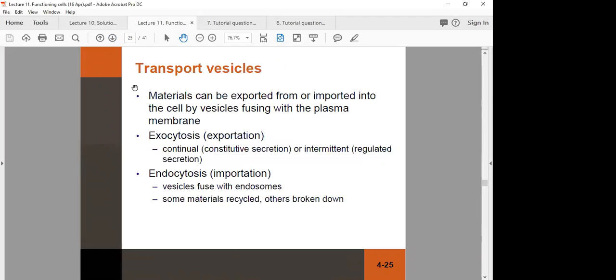So there are our lysosomes. All right, we've looked at those little transport vesicles. And we've also considered these terms, these processes: exocytosis, which means exportation of substances, and endocytosis, importation.